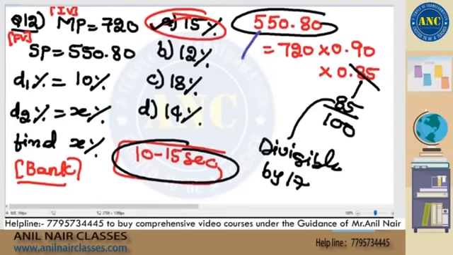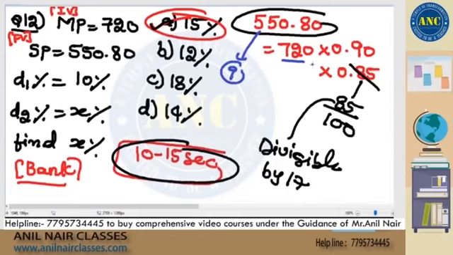Prashant, don't make this mistake. This digital sum is 9. 720 is already 9. 9 into any number will give you 9. You don't require 18. 720 is 9. Again I am explaining. Market price is 720. Selling price is always the final value.